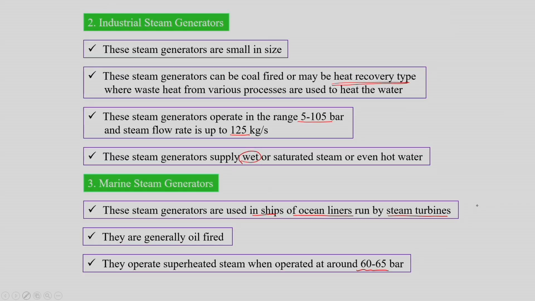So, based on application, we have seen the utility steam generator, which is big in size, then the industrial steam generator, where steam is basically used as a heat source, and the marine steam generator, where marine applications would have some boilers.